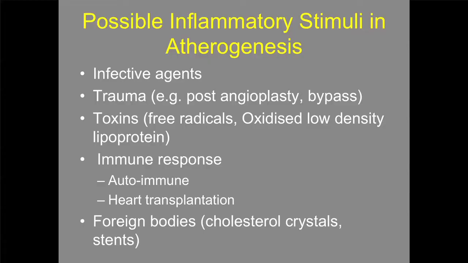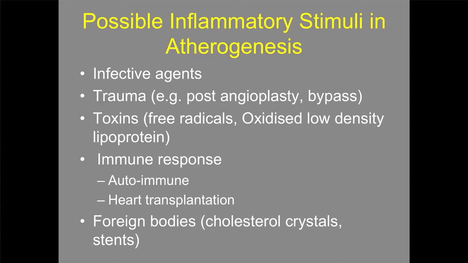Where does inflammation come from? It comes from infective agents. So within the plaque, and it's been demonstrated, I'll show you in a minute, that there are microorganisms within plaque. Now, the question is whether they're etiological or in any way involved or just innocent bystanders.